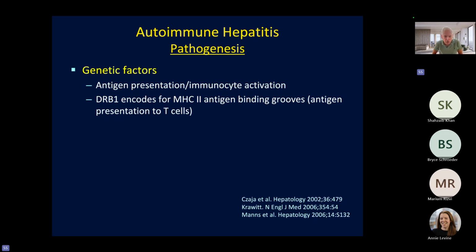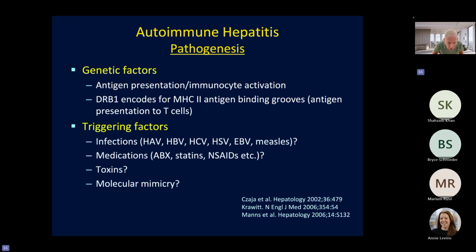So genetic factors certainly play a major role in AIH. These genetic factors will determine how the antigen is presented to immunocytes, leading to immunocyte activation. As I mentioned, DRB1 is the HLA subtype, and that encodes for a specific major histocompatibility antigen, which actually presents the antigen to T cells and leads to immune activation.